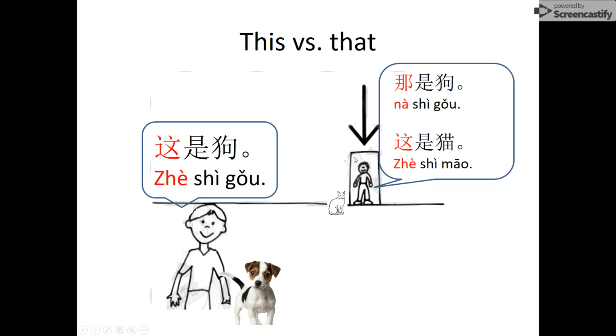Now remember, when we use these, we talked about the difference. This is for things that are close to you. This is a dog, 这是狗. Na is when you're talking about things that are far away from you. 那是狗，这是猫.